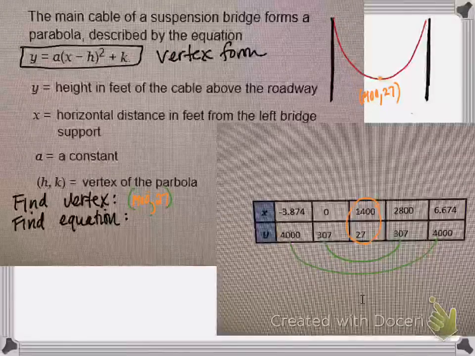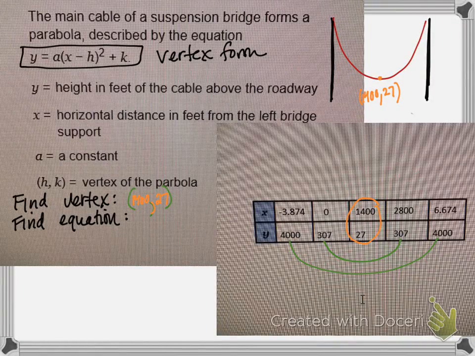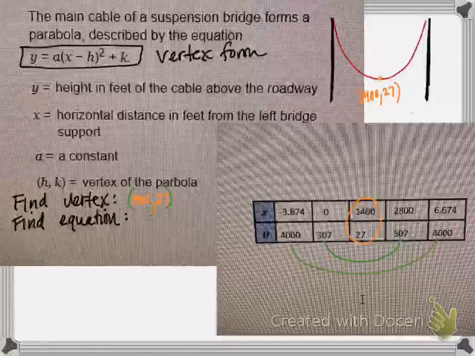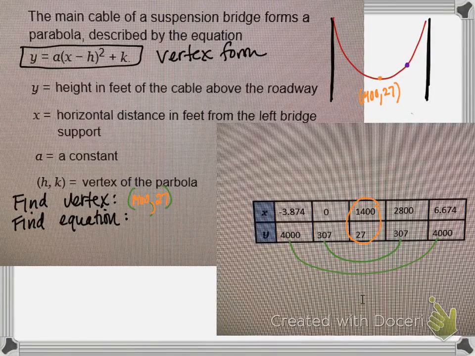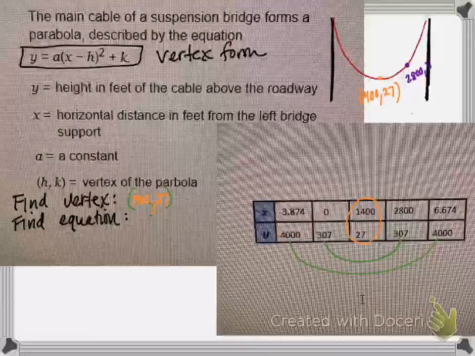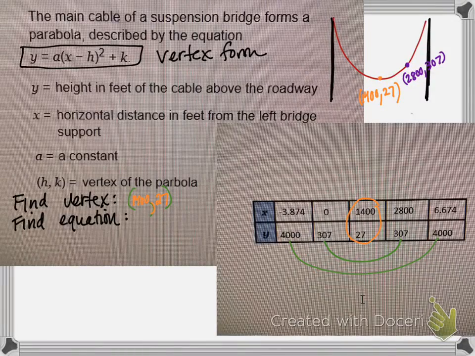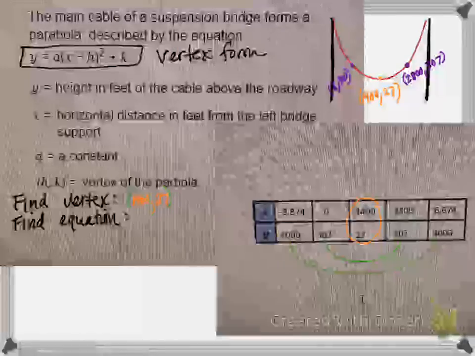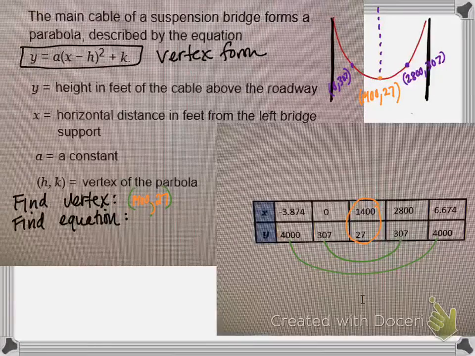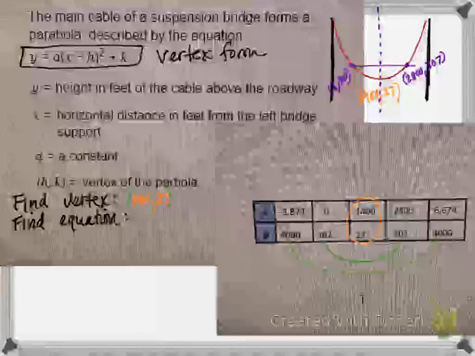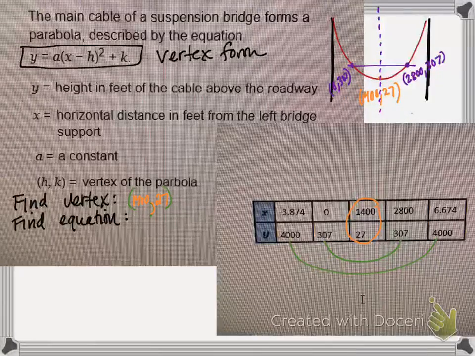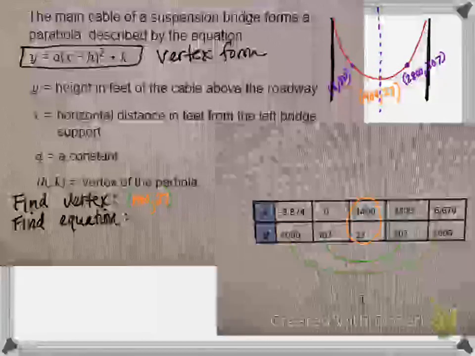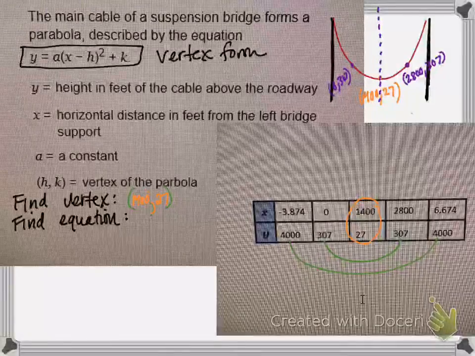And the reason I knew that from the table of values is when they start matching up, for instance, this point right here would be (2800, 307). And then this point right here would be (0, 307). So that means they're symmetrical about the vertex here. So they start having the exact same heights of 307s, and then it goes to 4000s. All right, so there is my vertex.